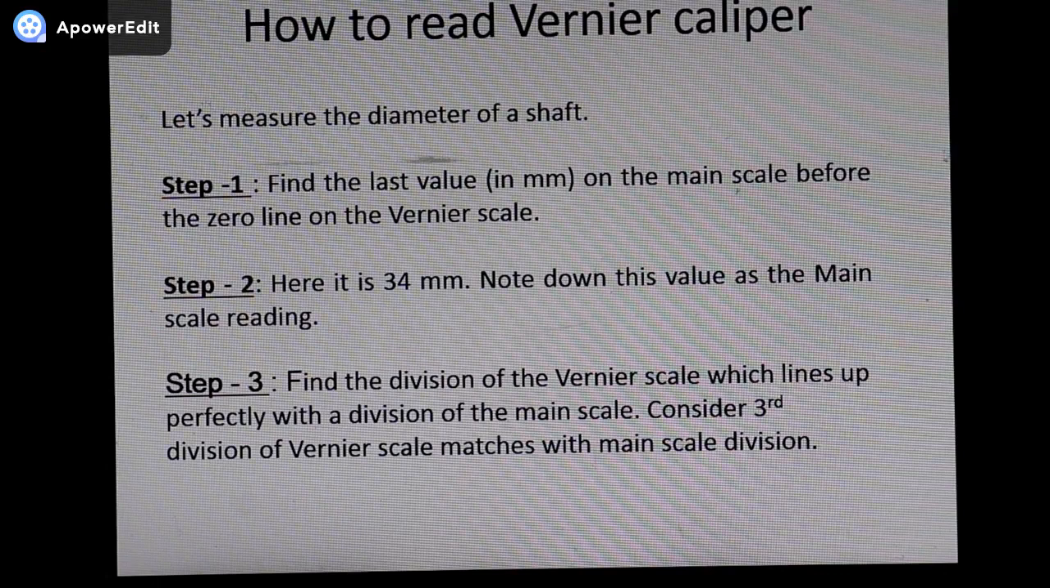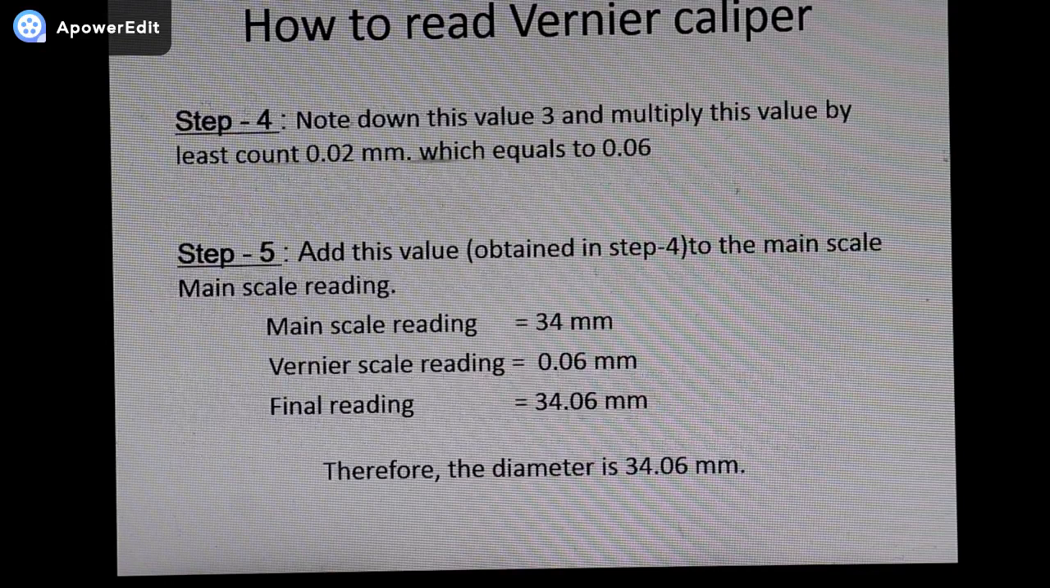Then we will find the division on the vernier scale which lines up perfectly with a division on the main scale. Suppose the third division of the vernier scale matches with a main scale division. We will note down this value 3 and multiply it by the least count 0.02, which equals 0.06. To find the diameter of the shaft, we will add both values, the main scale reading as well as the vernier scale reading.